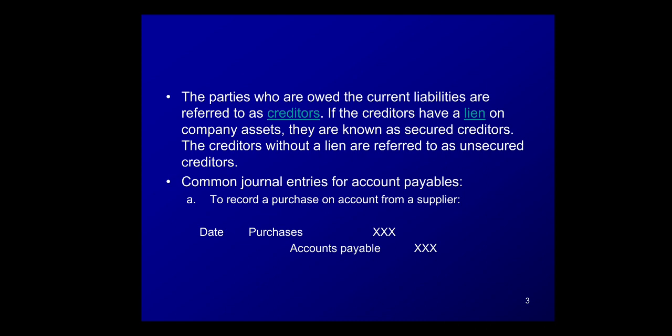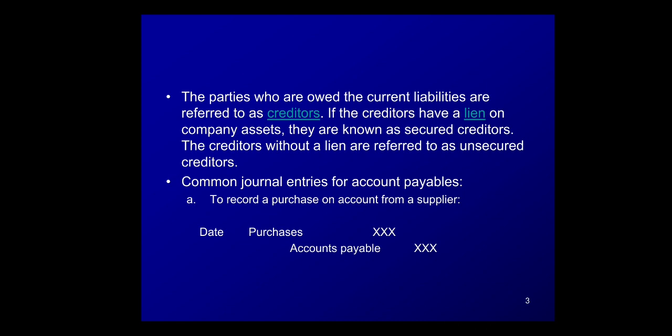If the creditors have a lien on company assets, then they are known as secured creditors. So sometimes creditors ask for something before you are allowed to get credit. The creditor will ask for something like a guarantee, and then that kind of creditor is called secured creditors. And then another creditor are called as unsecured creditors.